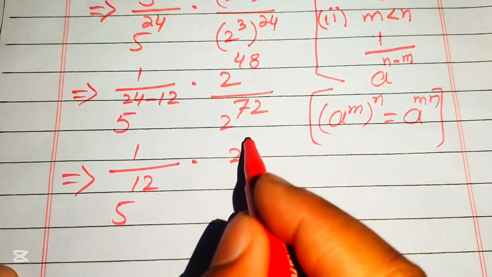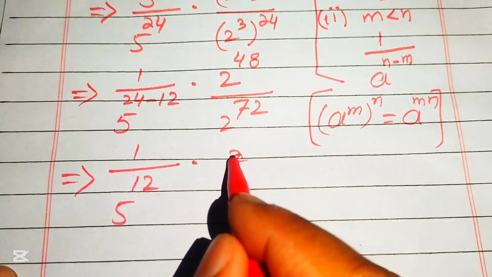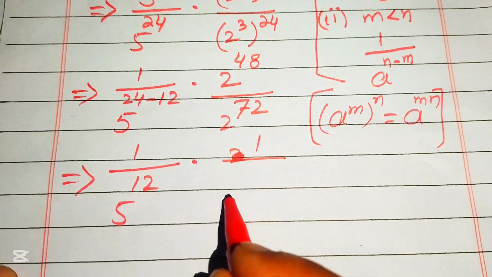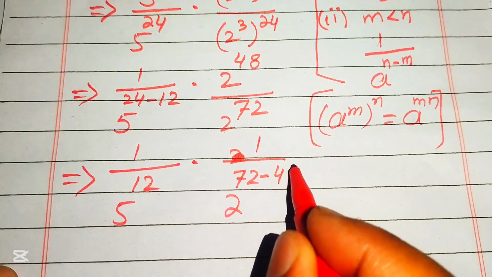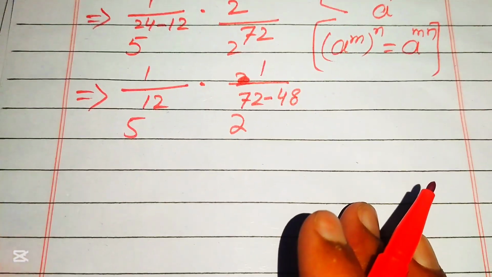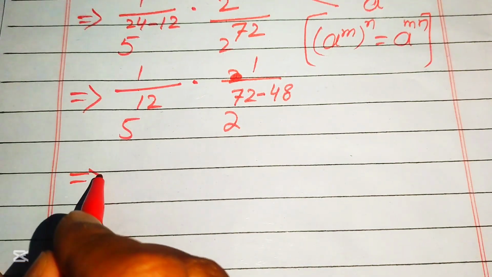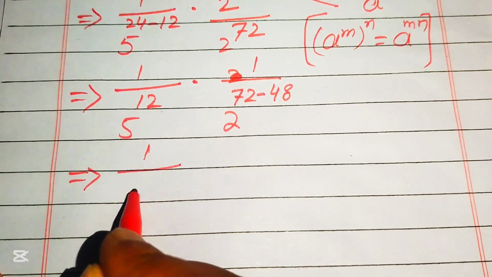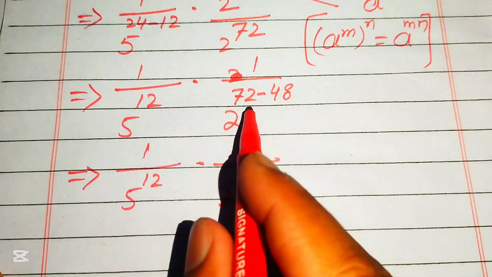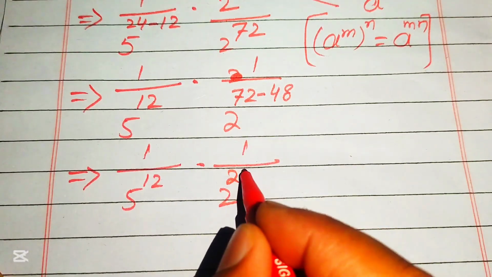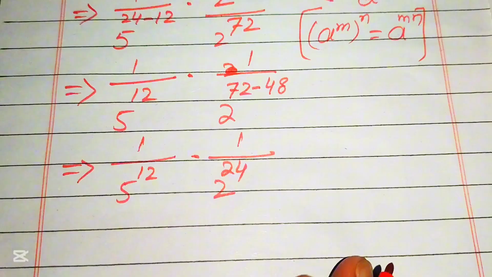So this is 2 to the power of 48, we move 48 here, and it will be written as 1 over 2 to the power of 72 minus 48. So now in the next step we have 1 over 5 to the power of 12 and 1 over 2 to the power of 72 minus 48 equals 24.